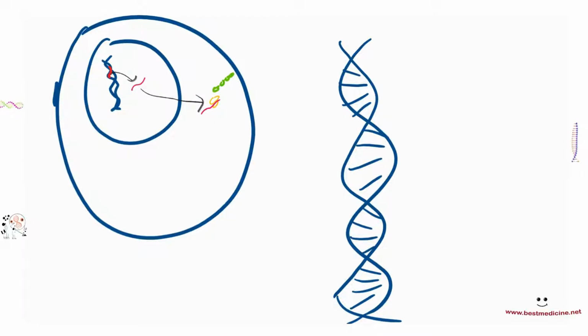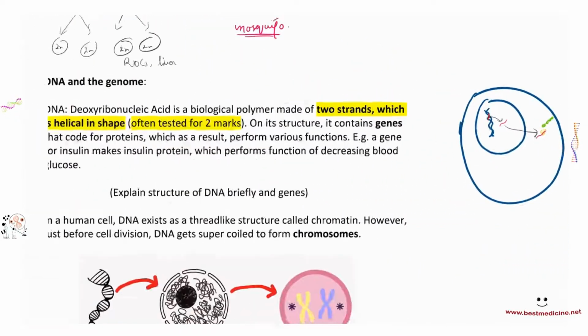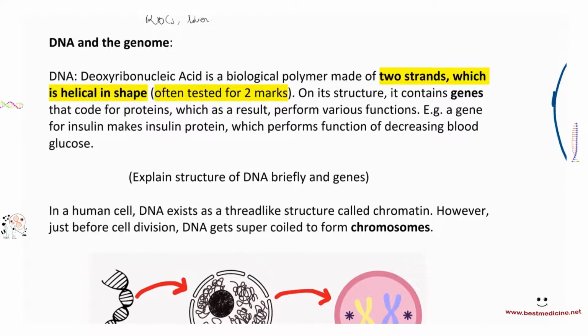And so because it's got these twists and turns, we describe it as having, number one, two strands, right? Number two, helix. So two things. It is a double-stranded molecule that is helical in shape. And that is 2 marks for a question that will hopefully come up about the structure of DNA.